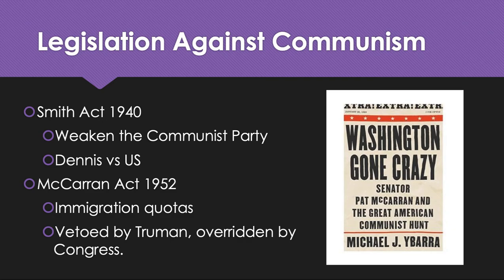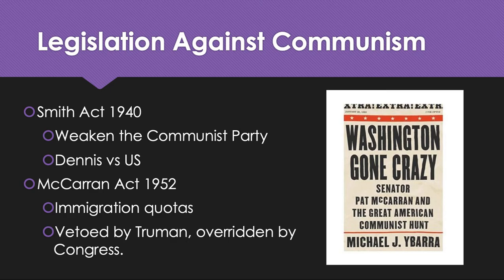What this did is attempt to put quotas on immigrants coming to the U.S. from nations that we saw high communist populations. And it's meant to prevent communists from coming to the United States, and it included that members of the communist and communist front organizations were subject to deportation. Truman is going to call this legislation un-American in his last days as president. He's going to call it un-American and inhumane.